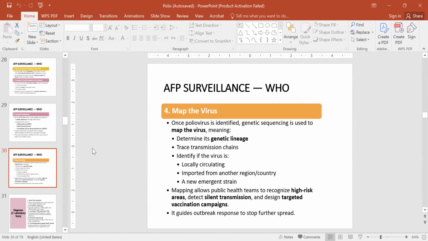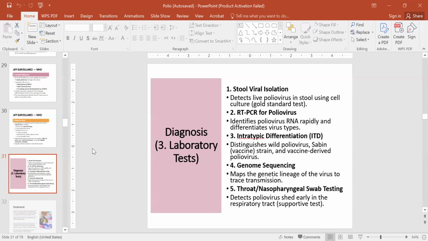Then finally, we map the virus. Once the virus is identified, genetic sequencing is used to map the virus. It means we have to determine its genetic lineage. We have to trace the transmission chain, identify if the virus is locally circulating or imported from this region or another country, and whether it's a new emergent strain. This is important because we have to recognize the high-risk areas, detect silent transmission, and design targeted vaccine campaigns.